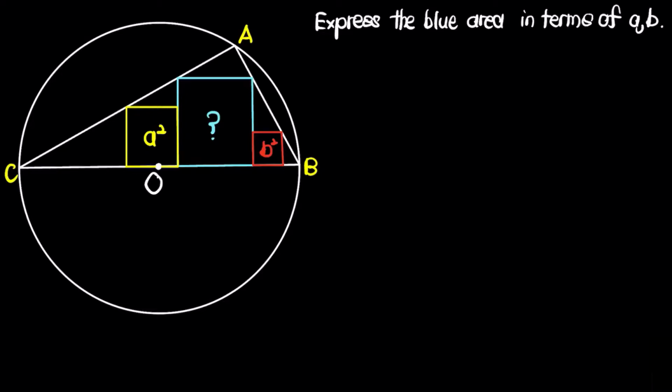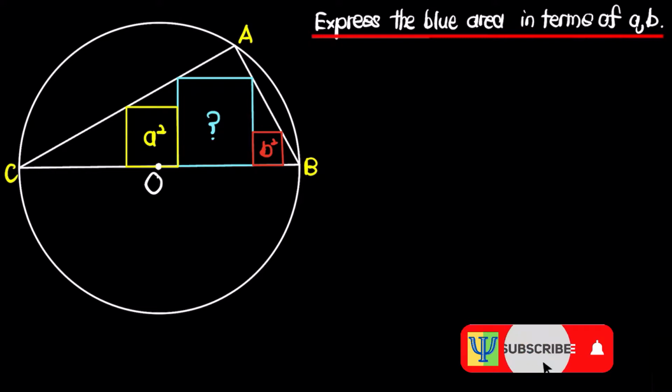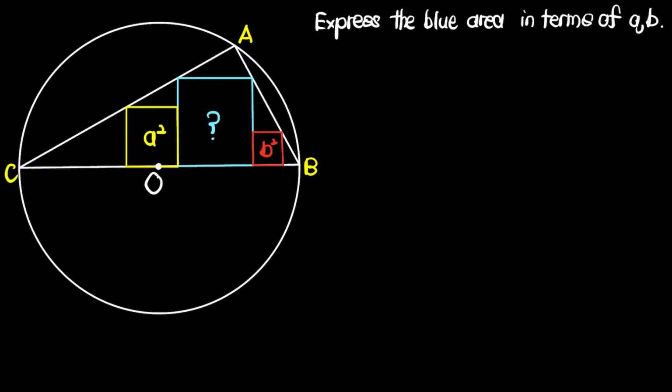We are given that the area of the yellow square is a squared, and the area of the red square is b squared. Our goal in this puzzle is to express the area of the blue square in terms of a and b. To solve this puzzle, essentially we will be utilizing similarity of triangles.